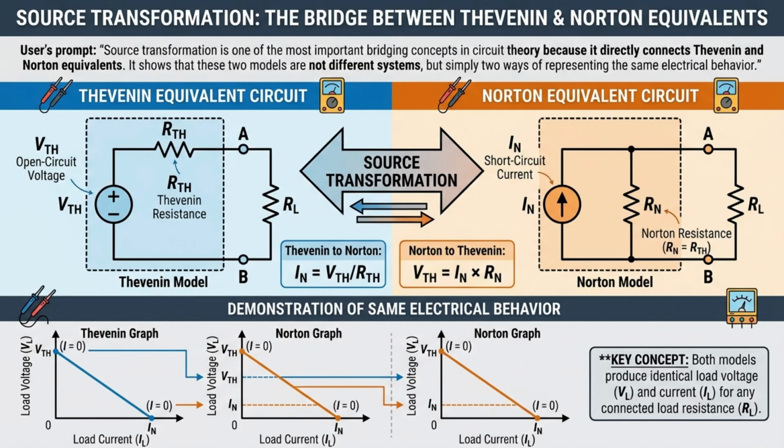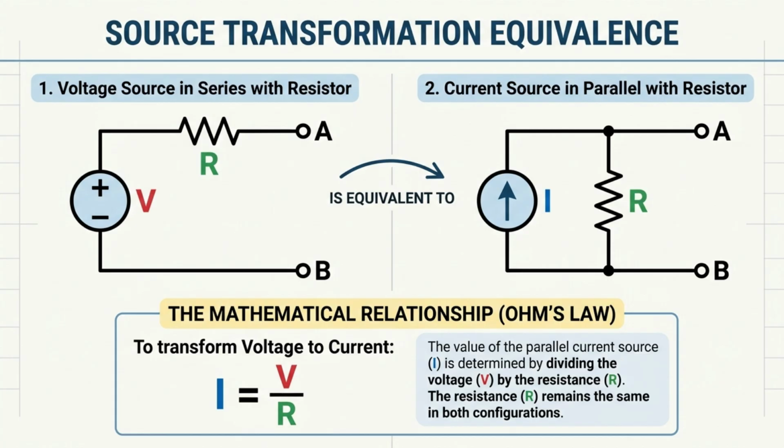Source transformation is one of the most important bridging concepts in circuit theory because it directly connects Thevenin and Norton equivalents. It shows that these two models are not different systems, but simply two ways of representing the same electrical behavior. The mathematical relationship behind source transformation comes directly from Ohm's law.